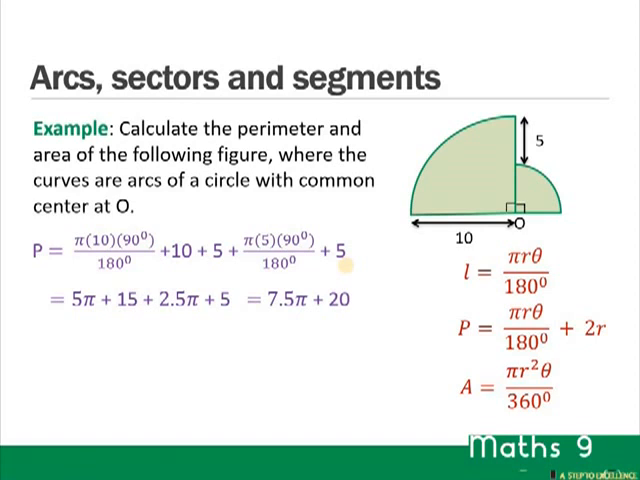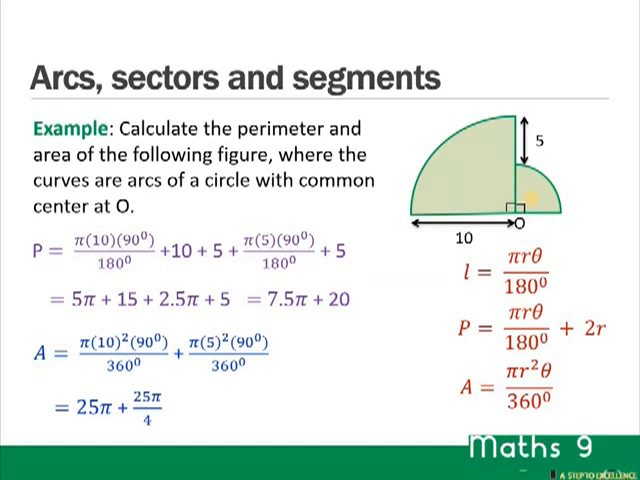which is 7.5 pi plus 20. And for the area, we want to find the area of this sector plus the area of this sector, which is pi times 10 squared times 90 over 360, plus pi times 5 squared times 90 over 360, which is 25 pi plus 25 pi over 4, which is 125 pi over 4.